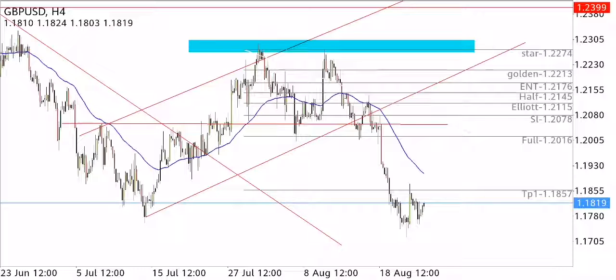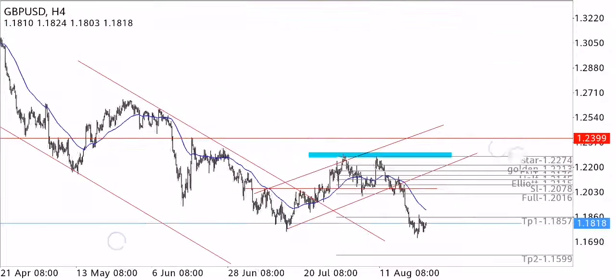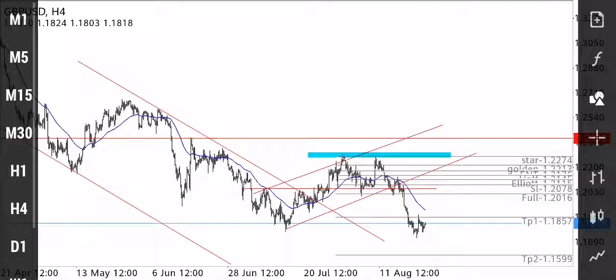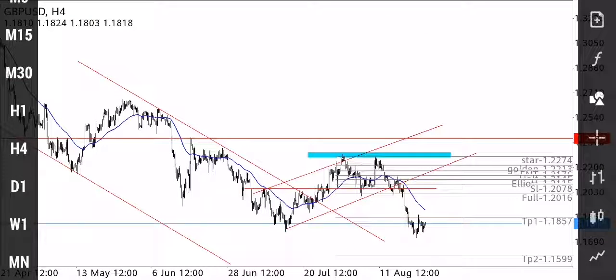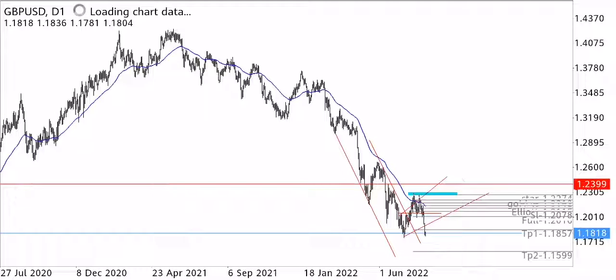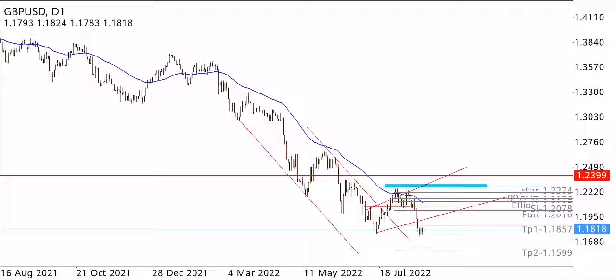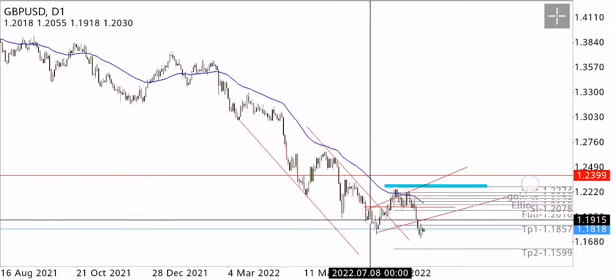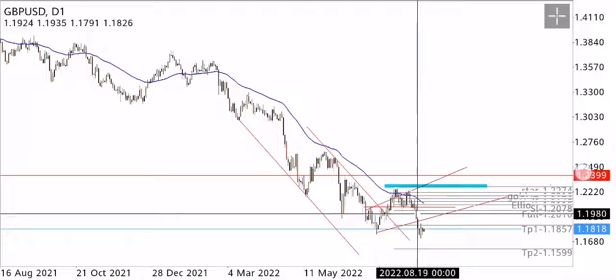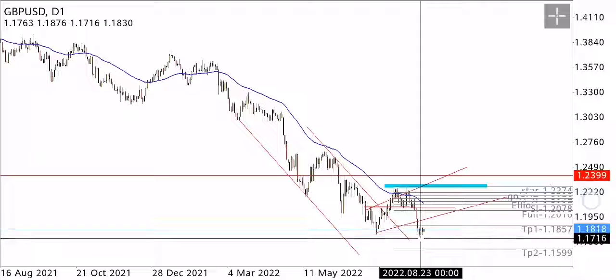Euro USD currency pair. The market overall, if you look at the scenario of the GBPUSD currency pair, according to the daily time frame, it broke the previous resistance level, you can say support level of 1.1970 and went in the selling direction.